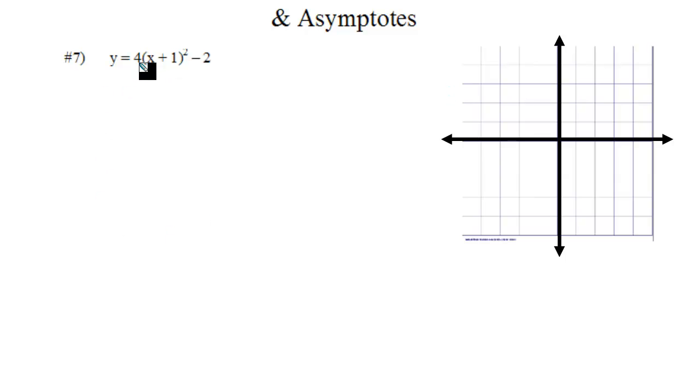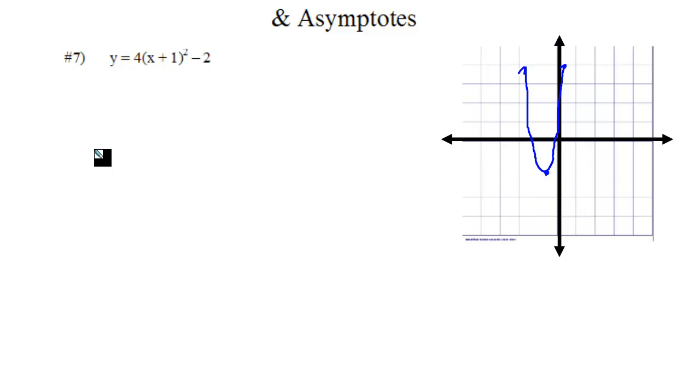Number 7, this is a parabola once again. The 4 stretches it vertically by 4. This plus 1 moves it left, and the minus 2 moves it down. So we go left 1 and down 2. Stretch vertically. So it looks something like this.